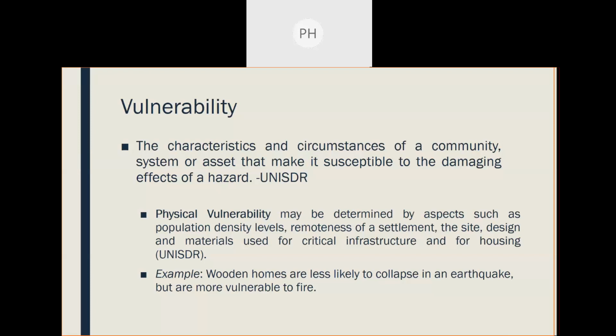Okay, remoteness of a settlement, that is also a factor: if you are staying near the coastal belt or far away from the ocean, definitely it will affect the site also. Again, design and materials used for critical infrastructure, like as I said, if it is a concrete house, an RCC house, or a bamboo house, this will determine the degree of damage. And again, I remember I asked you the moment I said the word vulnerability.